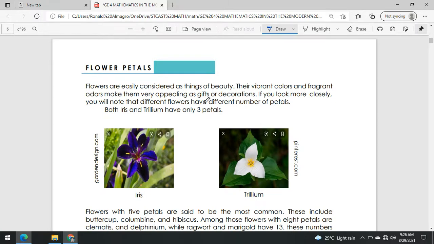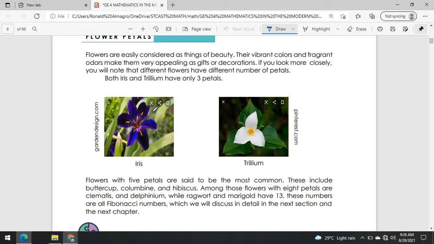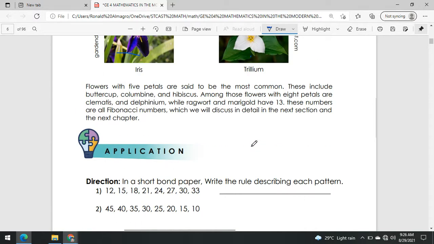Okay, so if you look more closely, you will note that different flowers have different numbers of petals. Both iris and trillium, I'm not sure how to pronounce this word, have only three petals. Okay, I haven't seen it before. Flowers with five petals are said to be the most common. These include buttercup, columbine, and hibiscus. Okay, so hibiscus.